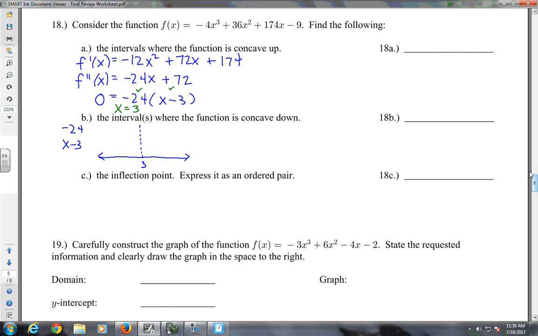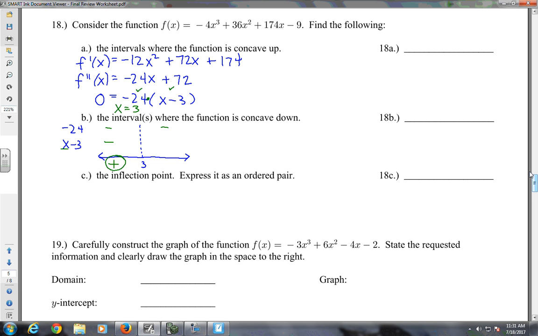Now, easily, negative 24 is negative no matter what interval or test point you're using. So we really need to examine x minus 3. Let's choose a test point to the left of 3, any number left of 3. I like 0 because it's easy to work with. If I plug 0 in for x, I see the result is negative. Remembering that our second derivative was composed as the product of these two numbers, a negative times a negative is a positive. So my second derivative is positive on that interval.